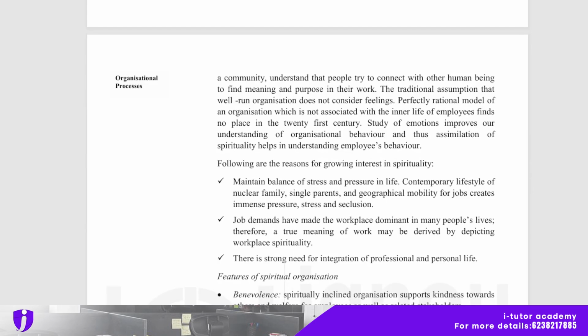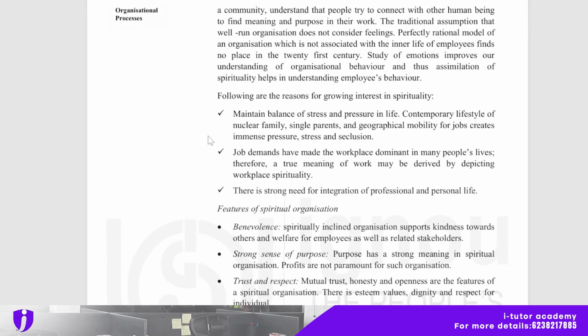The traditional assumption is that a well-run organization does not consider feelings. The perfectly rational model of an organization, which is not associated with the inner life of employees, finds no place in the 21st century. Study of emotions improves our understanding of organizational behavior, and this assimilation of spirituality helps in understanding employees' behavior. The following are the reasons for growing interest in spirituality.